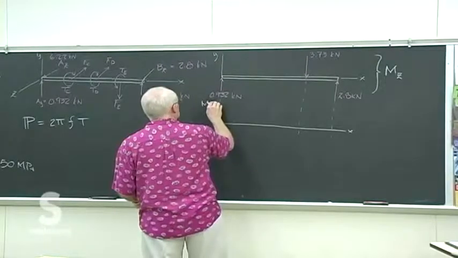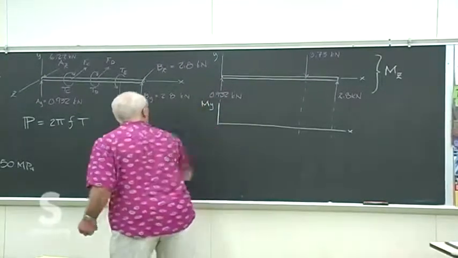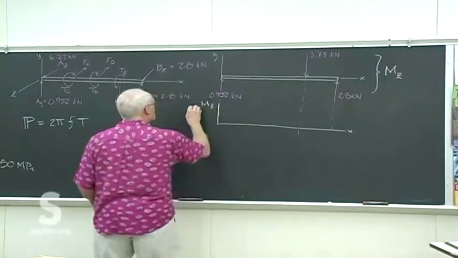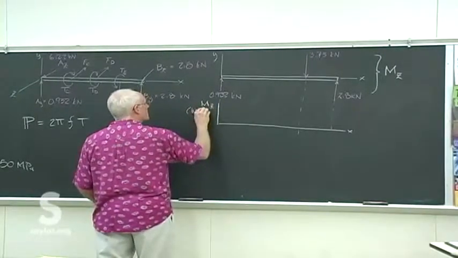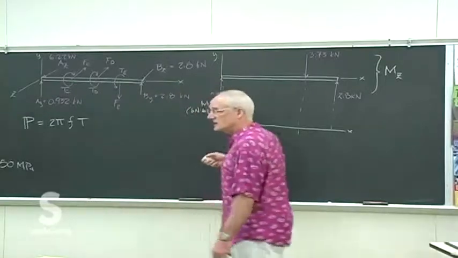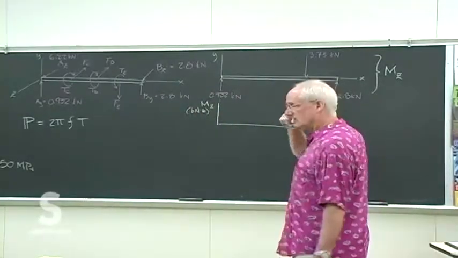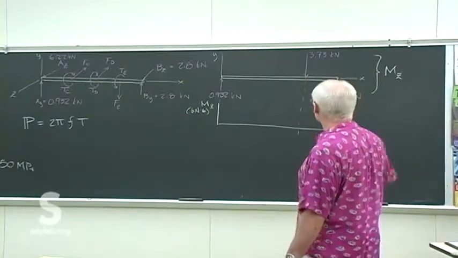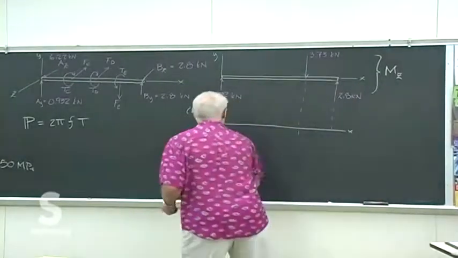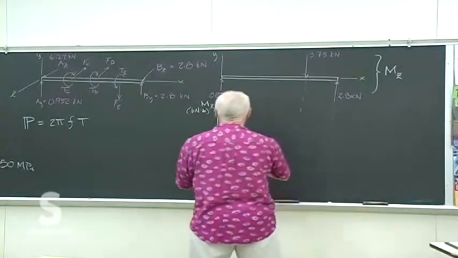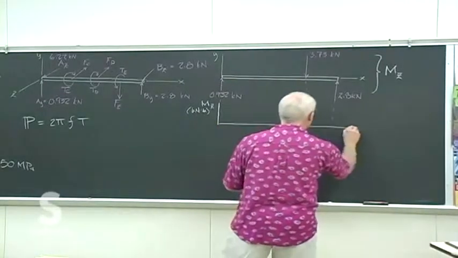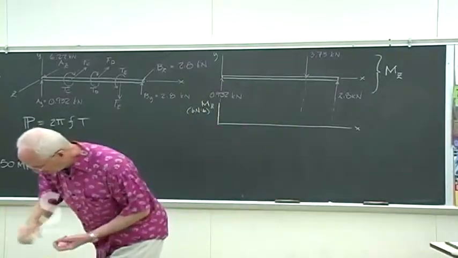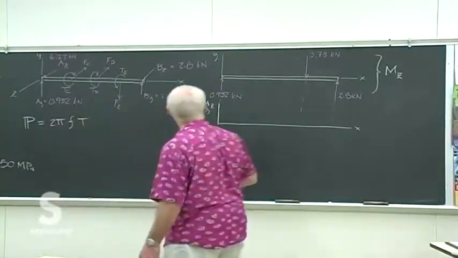So this will give us Mz, not My, in kilonewton meters. And this is nothing more than we've done before. This looks very much like some problems we did in statics last fall. We had some transverse loadings on a beam, and that then allowed us to draw the moment diagram, doing exactly the same type of thing we've done before.